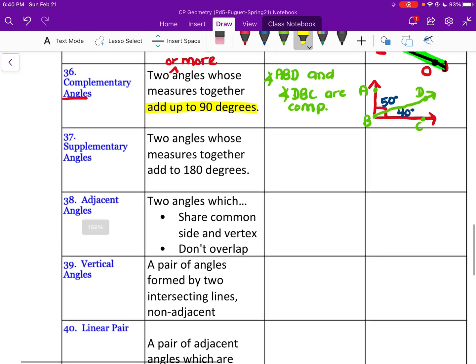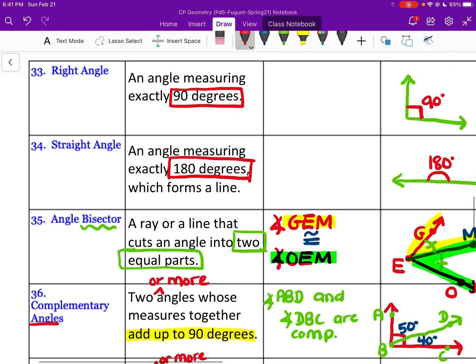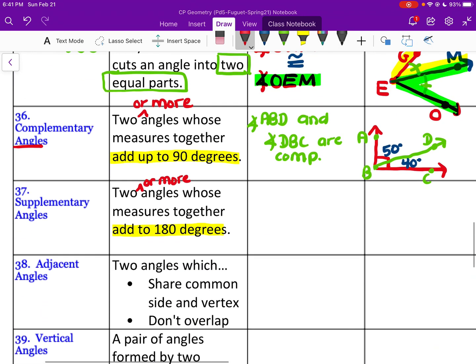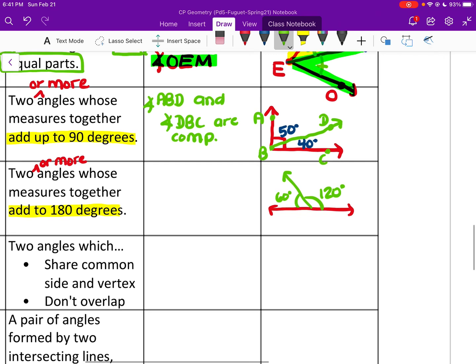Then if we look down to number 37, so supplementary angles, again, two or more angles who add up to 180 degrees. Right, so again, we said a straight angle is exactly 180 degrees. So I know I'm going to have to start with that. And then maybe we put this in here. So let's say this angle is maybe 120 degrees. Then this one on the left has to be 60 degrees.